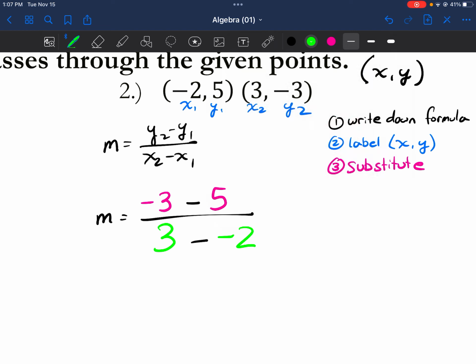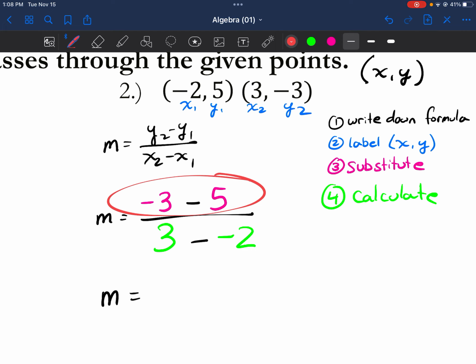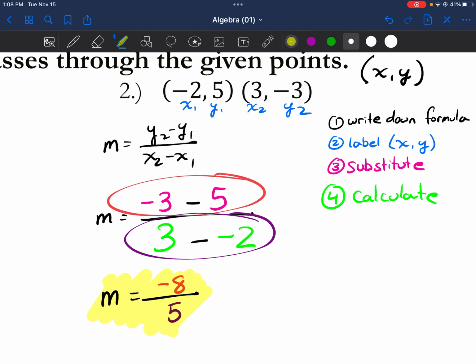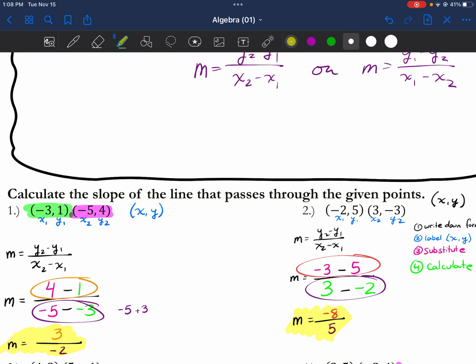Last and final step is to calculate. So we get m equals, let's calculate the numerator. We get -3 minus 5, we get a -8. And we put that over whatever's in the denominator. Denominator is 3 minus -2. Use your calculator if you need to. You get a +5. We do not have to simplify this. Now, if this was a -16 over 10, then yeah, let's simplify it. So make sure you're following these steps. Go ahead and practice the rest of the page, and that is how you solve for slope using your slope formula.